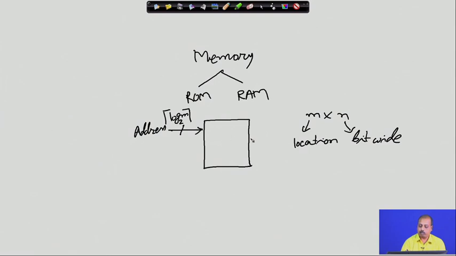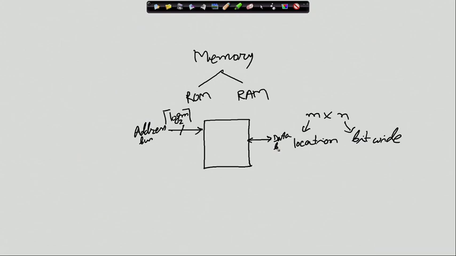Similarly, I will have the output, which is given by the data. This is often known as the address bus, and this data part is known as the data bus. This has n number of lines. Since each location has n bits, I need n lines to get the data of those n bit values.